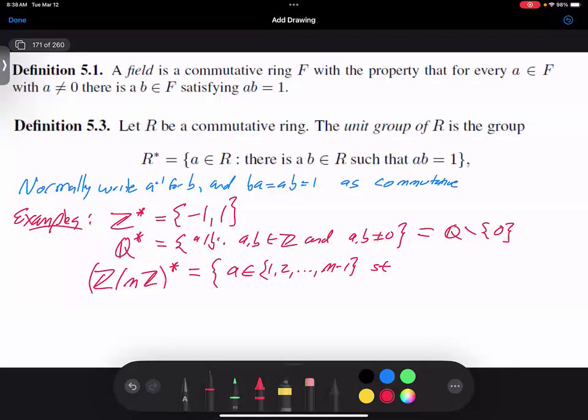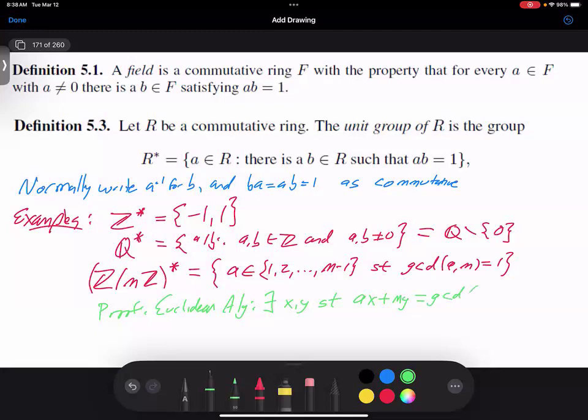Excellent. So it's all the a's such that the GCD of a and m equals 1. And the proof is the Euclidean algorithm. There exists, say, x and y, such that ax plus my is the GCD of a and m.